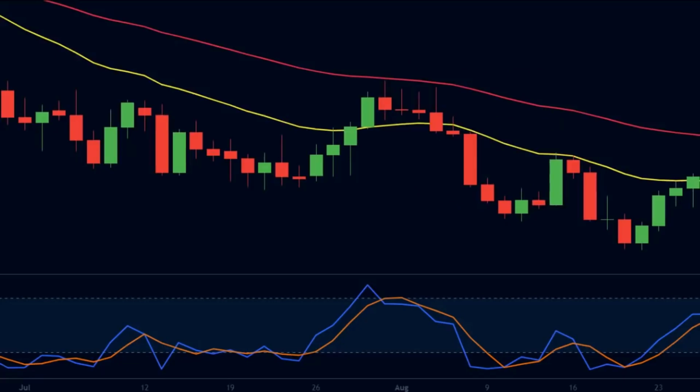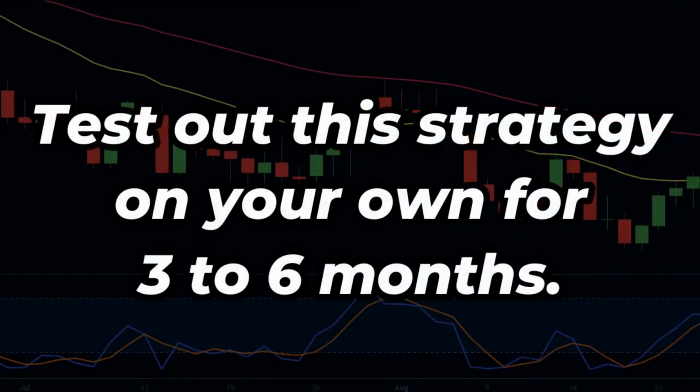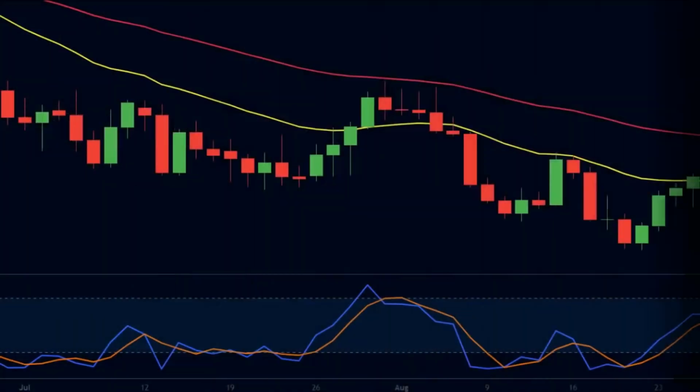In the end, I would highly suggest you to test out this strategy on your own and paper trade it for at least 3 to 6 months before investing your hard-earned money into it.